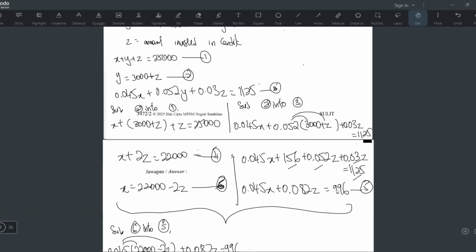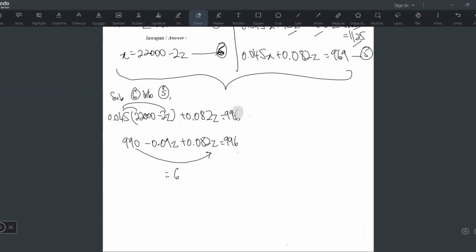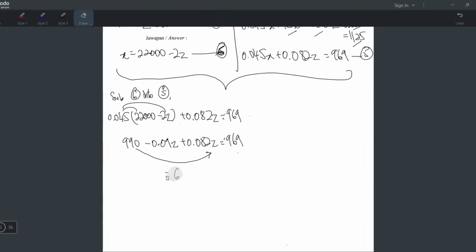This is not 996. It's 969. Yeah, I don't know what happened. I was just careless. 969, I go and write 996. Yeah, careless. So sorry. Okay, so if this is 969, wait, what does it mean? 6 into 5. So this is correct. This is correct. This is correct. So 969 minus 990.